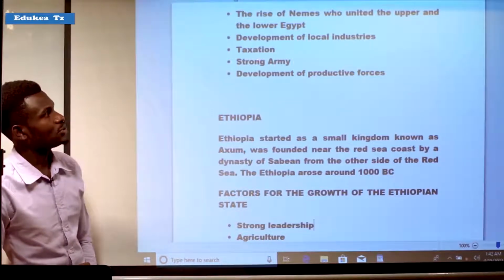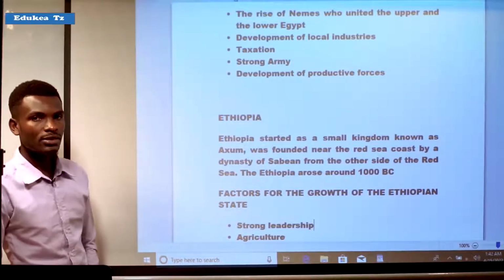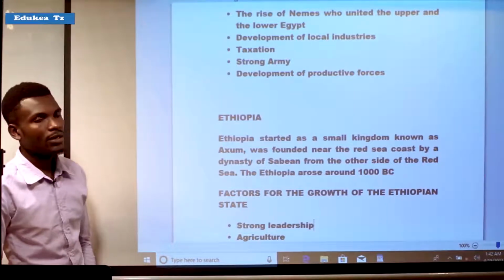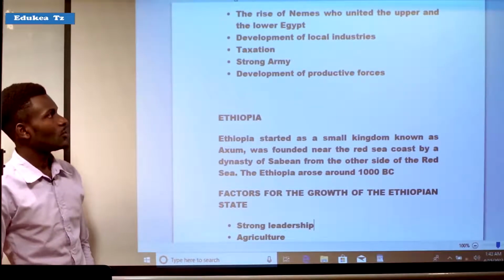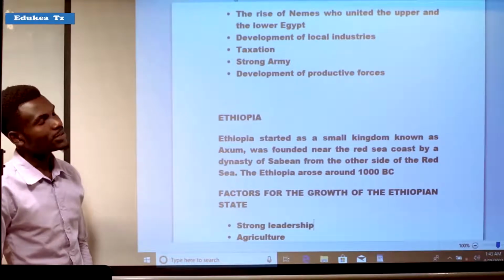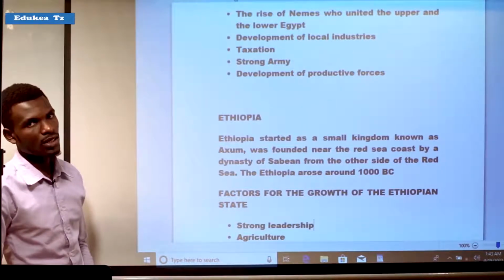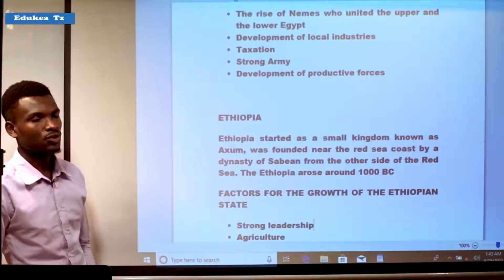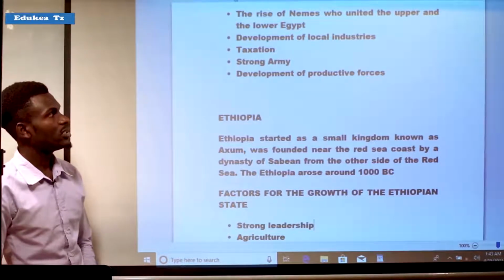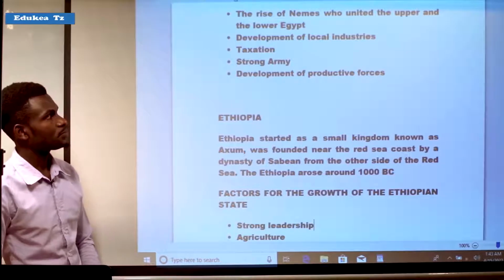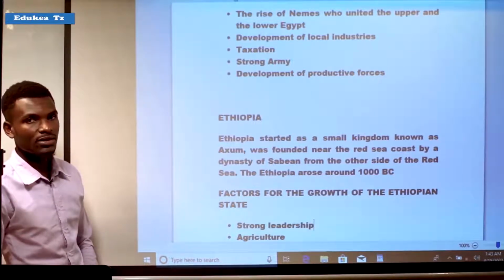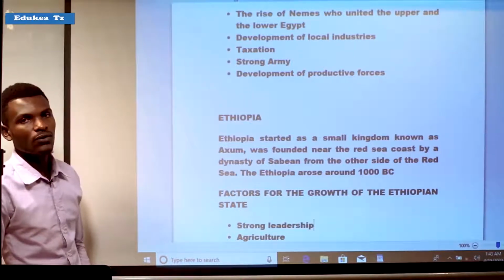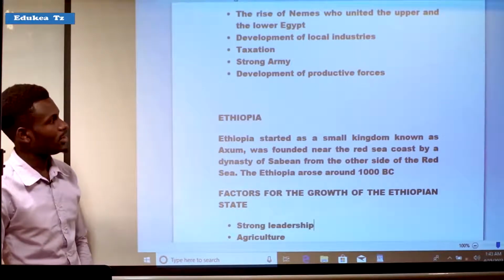Another was taxation. It means that the kings or queens of that kingdom or state were responsible for collecting taxes, or their assistants were there to collect tax, which was used in expanding the territory and building different pyramids in Egypt, and that gave rise to the Egyptian state.